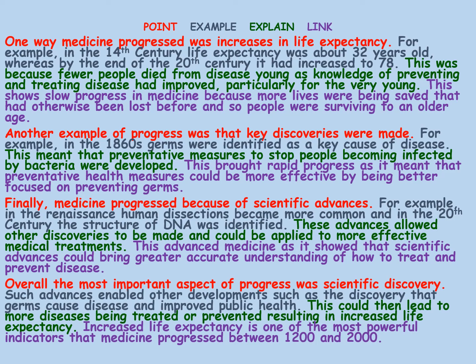I've decided to go with looking at the most important development to justify my answer rather than looking at the overall trend, but both would be acceptable. Overall, the most important aspect of progress was scientific discovery. Such advances enabled other developments such as the discovery that germs cause disease and improve public health. This could then lead to more diseases being treated and prevented, resulting in increased life expectancy. And increased life expectancy is one of the most powerful indicators that medicine progressed between 1200 and 2000.